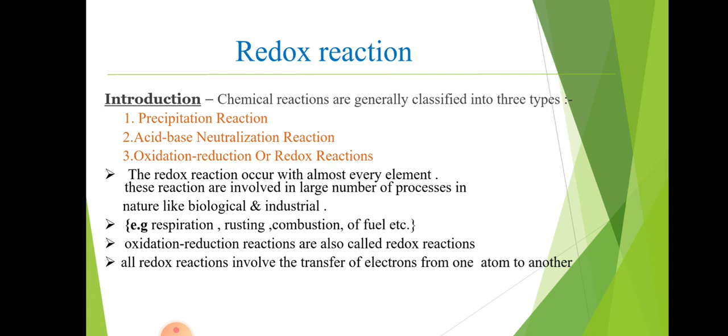In previous years, like the ninth or 10th class, we have seen the different types of reactions. Chemical reactions are generally classified into three types. First one, precipitation reactions. Second, acid-base neutralization reactions. Third one, oxidation-reduction, which is also called redox reactions.